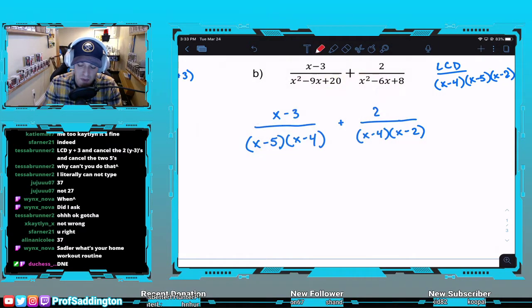So I'm just going to multiply it through. The first fraction, I know that I'm missing an x minus 2. So I have to multiply that to top and bottom.